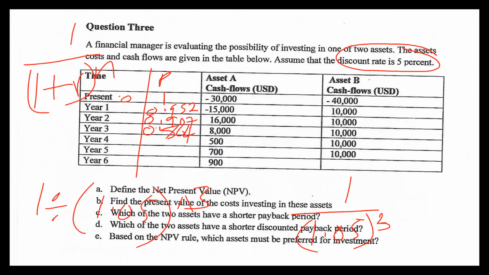0.8227. To 3 decimal places, it will be 0.823. Yes. Then the fifth year.